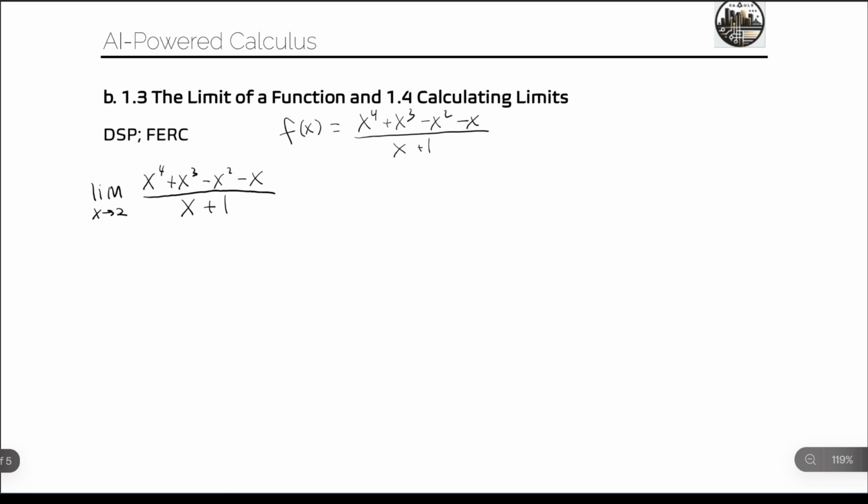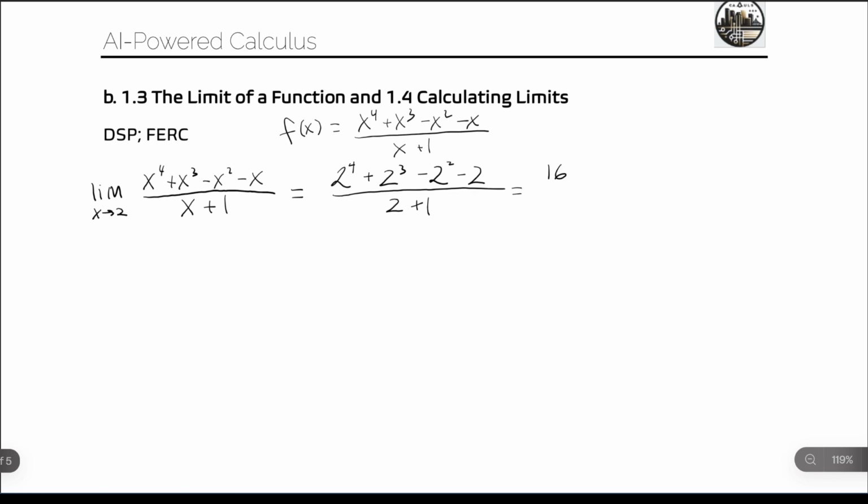I haven't sketched it yet, but I do know from our previous work that 2 is in the domain of the function. So what does that mean? It means I can use something called the direct substitution property, the DSP. And what does the direct substitution property entail? It says directly substitute into the function. In other words, the limit is the evaluation. This is very closely connected to a concept called continuity, which we'll discuss in a subsequent section.